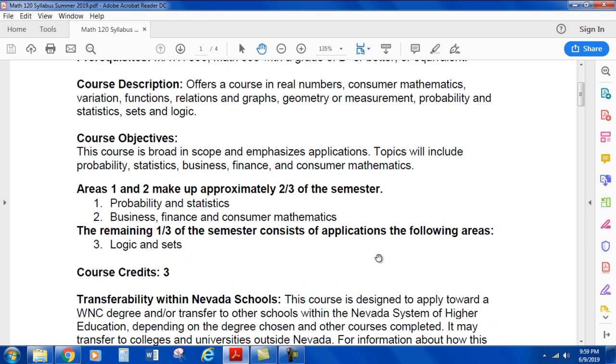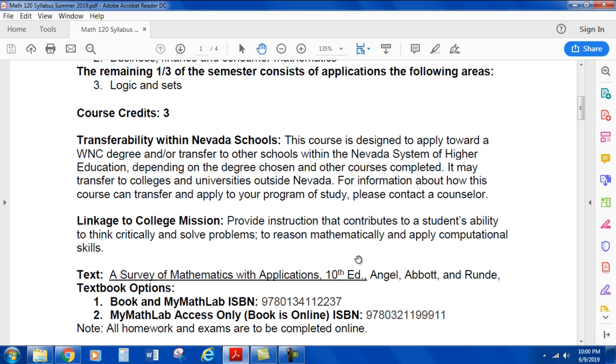Each instructor has a lot of leeway on what they're going to cover in this class, which is just what's really cool about Math 120. This course is broad in scope and emphasizes applications. Topics will include probability, statistics, business, finance, and consumer mathematics. Areas 1 and 2 make up approximately 2/3 of the semester, probability and statistics, business, finance, and consumer math. And the remaining 1/3 of the semester consists of applications of the following areas: logic and sets. Okay, so it's a 3-credit course.